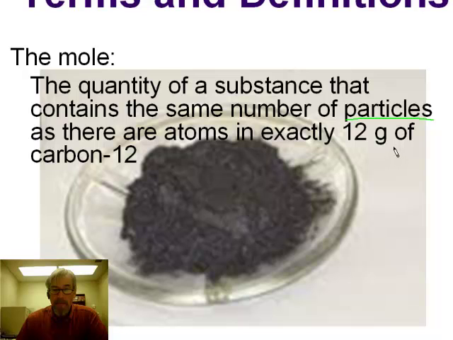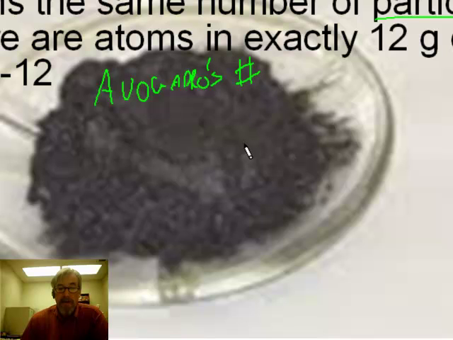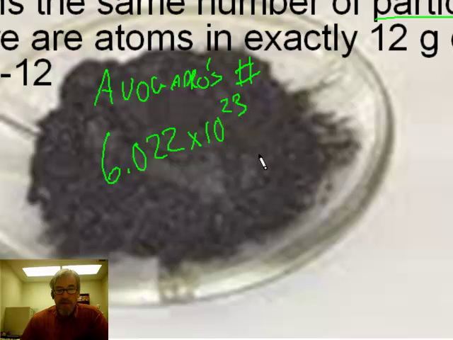Now, this isn't just some random accidental choice, this carbon-12 and the 12 grams thing. There's some method to it. This number has been given a name. Its name is Avogadro's number, and it's named after Amadeo Avogadro. That's the number of particles that are in 12 grams of carbon-12. And like pi and other numbers, we don't really know what it is, but we do have an estimate. We know it's really large, and it's approximately 6.022 times 10 to the 23rd particles. That's how many atoms, roughly, are in exactly 12 grams of carbon-12.